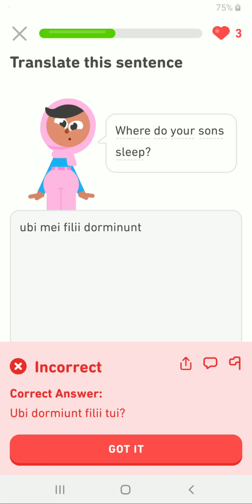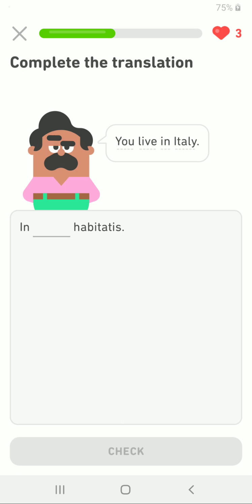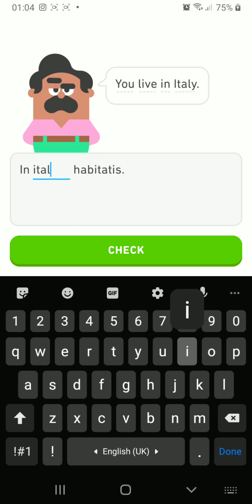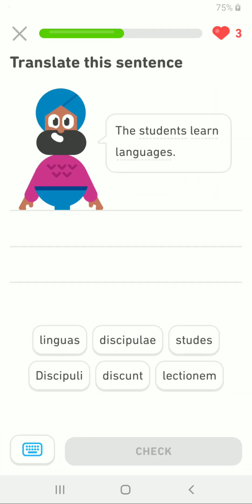Oh, there's a mistake here. Oh, well, of course, because it's your son, not my son. Ubi tui filii dormiunt. And I wrongly wrote dorminunt. My bad, sorry about that. You live in Italy. So in Italia, of course. Italia stays Italia. Habitatis. Yes, habitatis was it. That's how you say it.